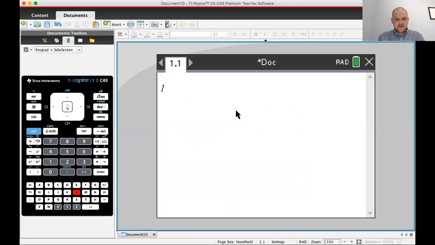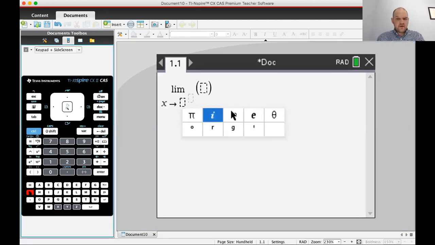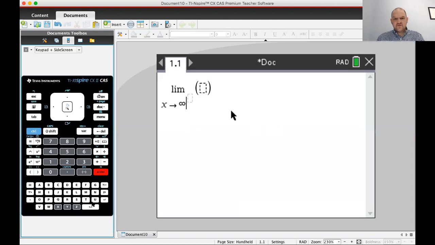Let's check the limit. So you could use a template. I'll use the template. I don't know if I've ever met you before, so I don't know if you know the things that we do. Infinity is in the pi key, and that gives you infinity.